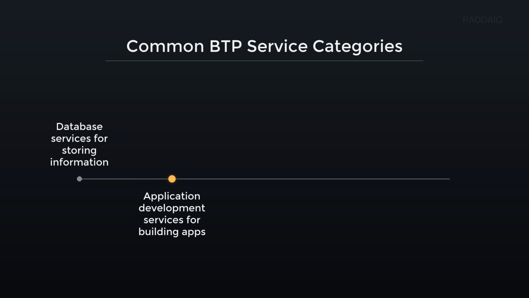Application development services for building apps. These are tools and frameworks that help developers create custom applications efficiently. For example, using the SAP Business Application Studio to build an employee onboarding app. This category provides everything needed to develop, test, and deploy your solutions on BTP.